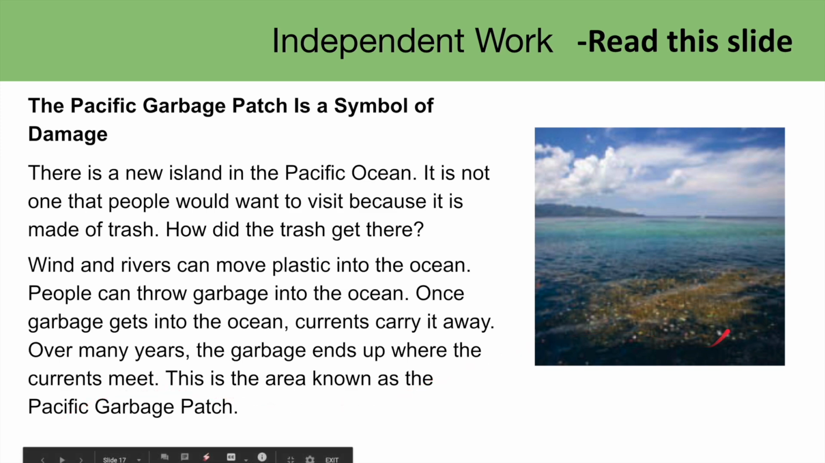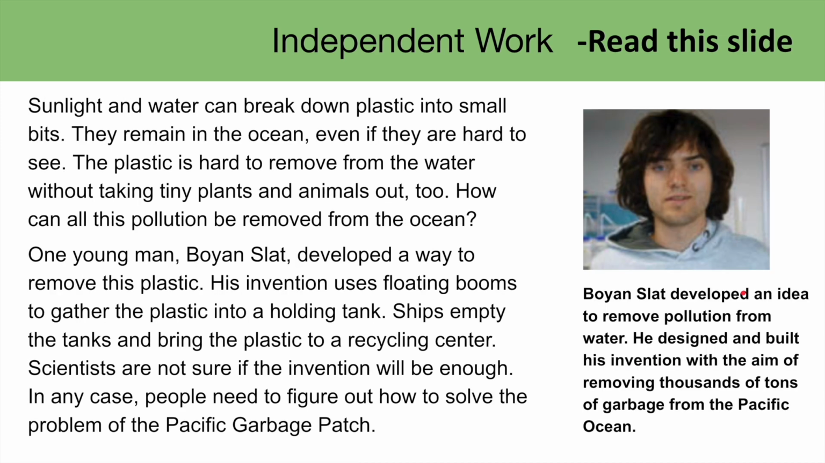In this illustration, we can see that there's a huge collection of garbage. And this is just a small fraction of it. Sunlight and water can break down plastic into small bits. They remain in the ocean, even if they are hard to see. The plastic is hard to remove from the water without taking tiny plants and animals out too. How can all this pollution be removed from the ocean?